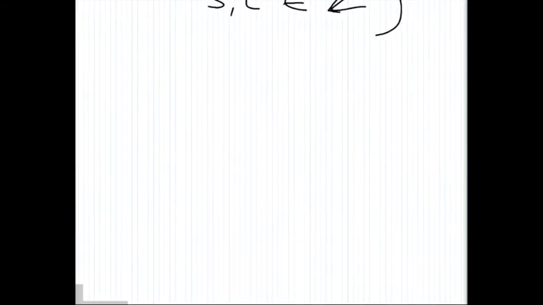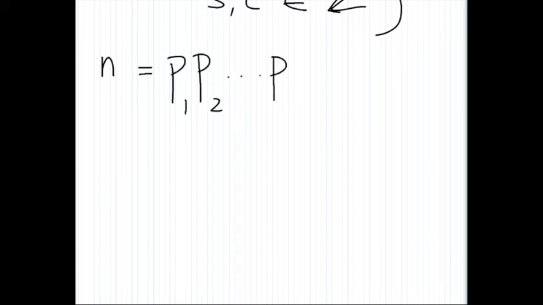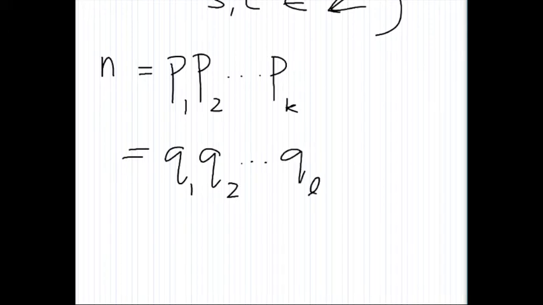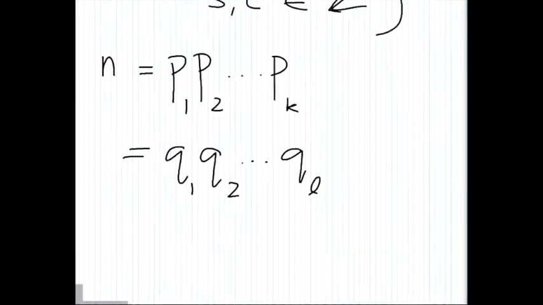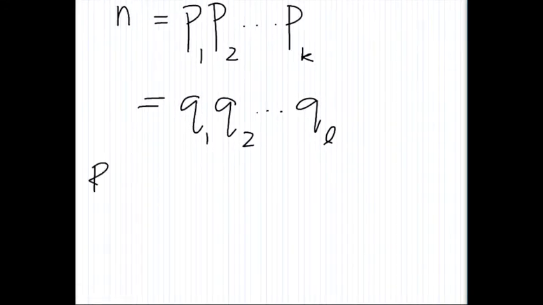Okay, so let's start. Let's say that we have an integer n. We will prove by contradiction here. So we'll say that it has a prime factorization p1, p2 up to pk, and it has another prime factorization which is q1, q2 up to ql. These are two different prime factorizations, and both products give us the value of n.